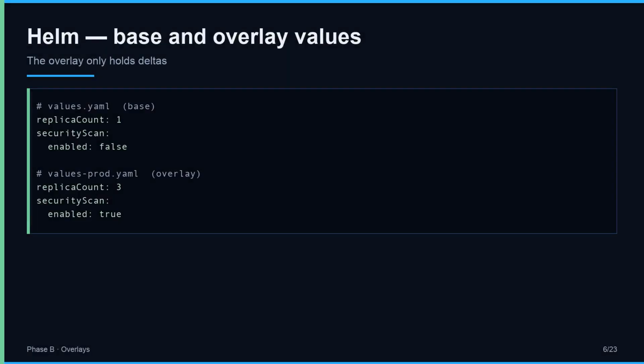Here it is in code. The base values file sets replica count to 1 and disables the security scan, a safe default. The prod overlay file only states the deltas, replica count 3, security scan on. Notice the overlay says nothing about images, ports, or anything else it agrees with the base on. That is the whole point, deltas only.